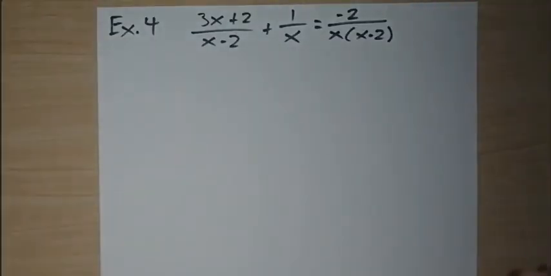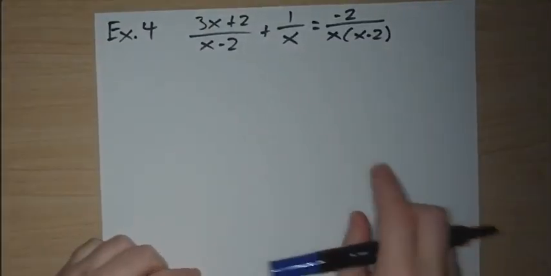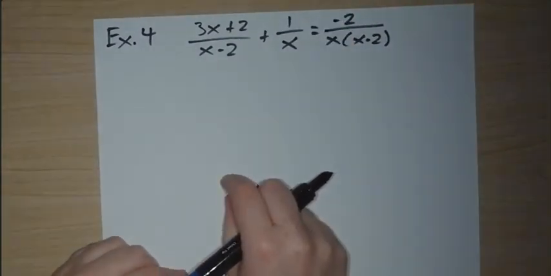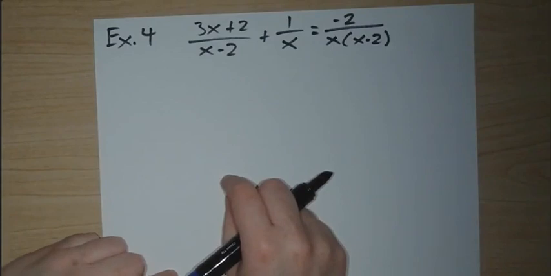This is example 4 from the Solving Rational Equations lab. We want to solve the following equation for x. What we're going to note first is what our x cannot be.